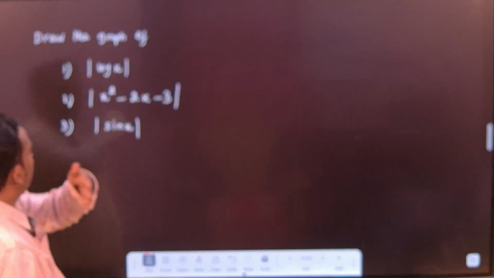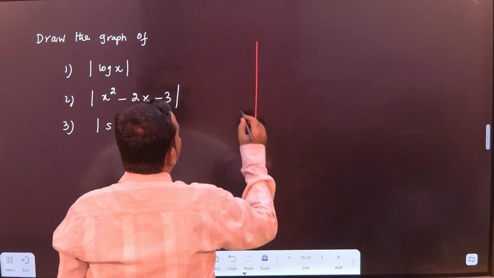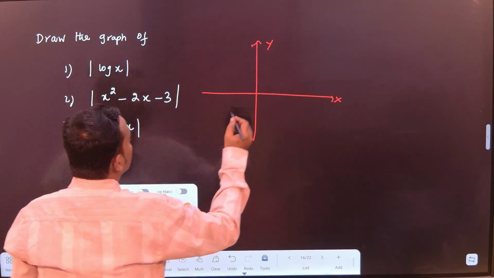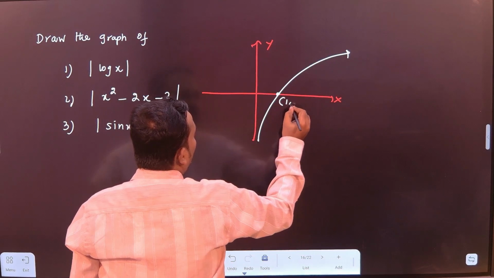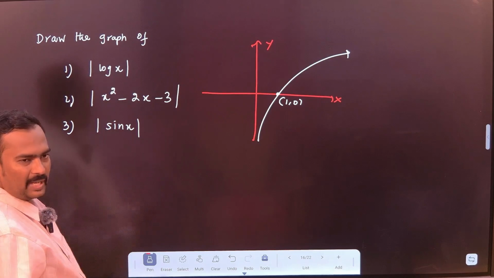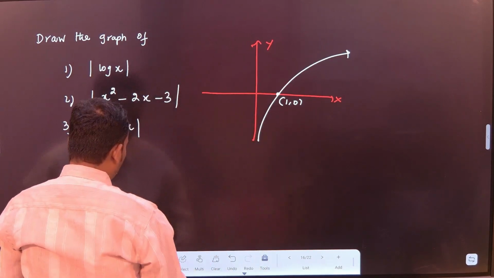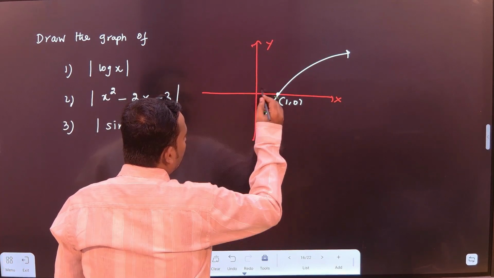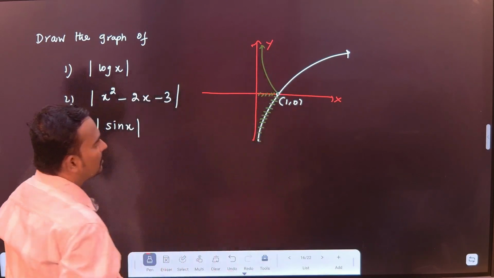Draw the graph of mod log x. So this is the x-axis, this is the y-axis. You know the log x graph is there. Its x-intercept is (1, 0). This is the log x graph. So we need mod of it. So what is the job of the modulus? Whatever is below the x-axis will be reflected about the x-axis. You have to take this mirror. So this will be like this, right?